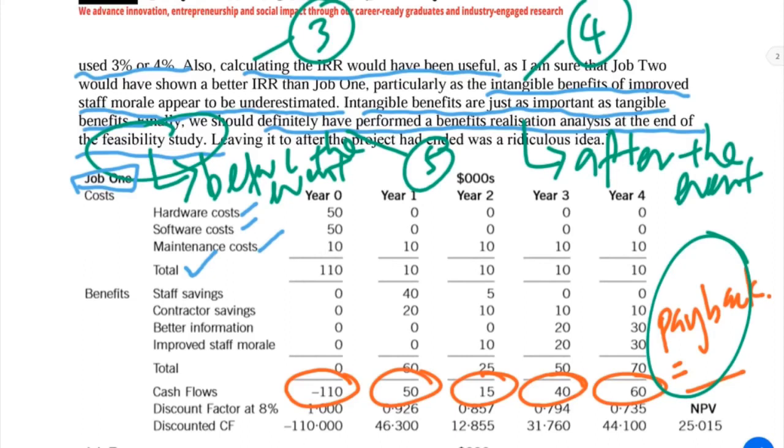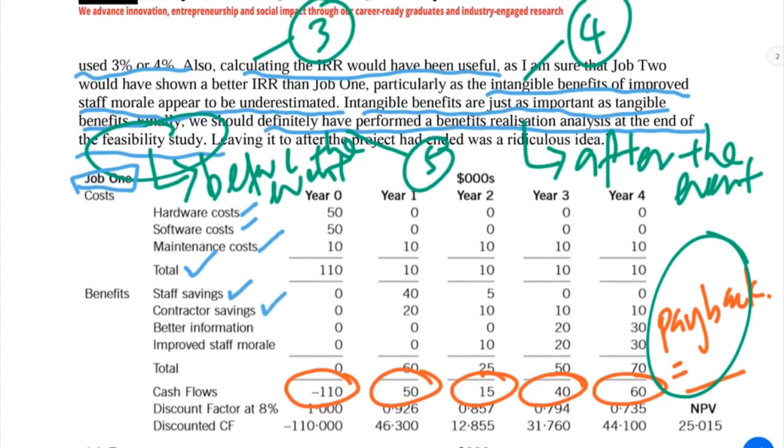But for the benefit here, see, staff saving, yes, I agree with you. Staff saving means that if you really go for the improvement, then at the end of the day, you can save something for the staff. So yes, I agree. This is something quantifiable, something justifiable. And contractor saving, yes, I agree.